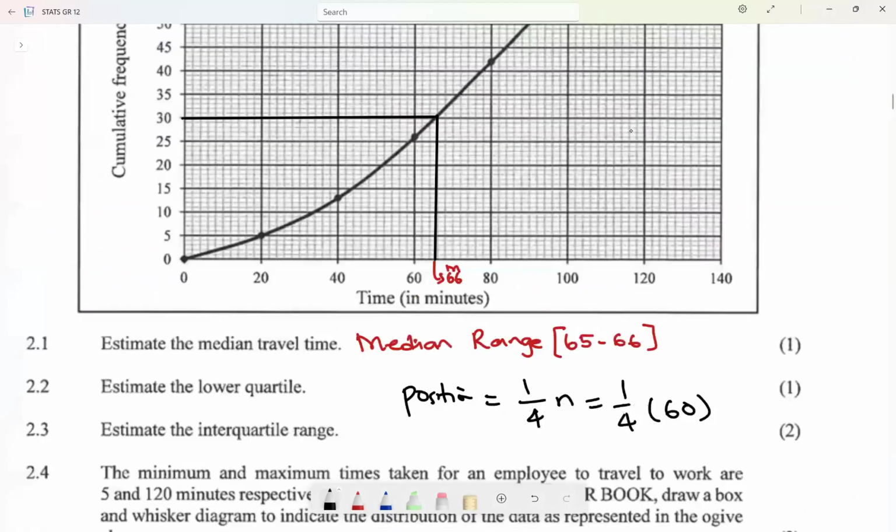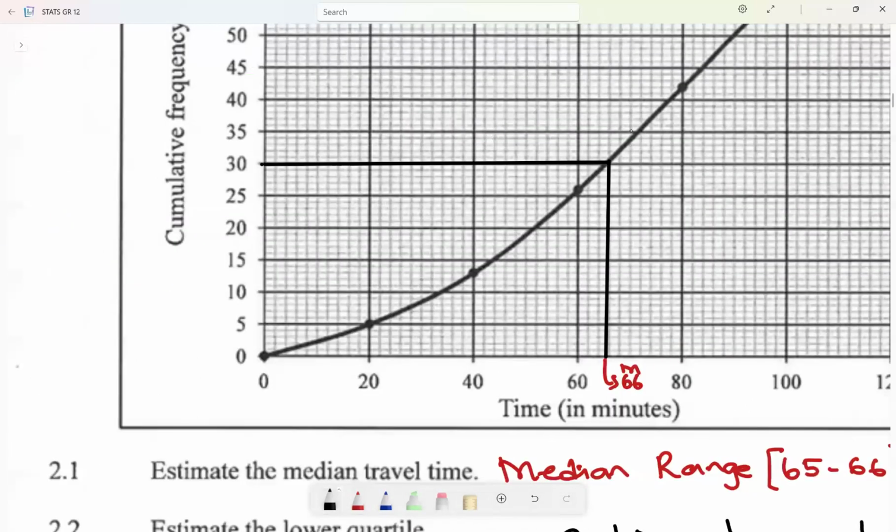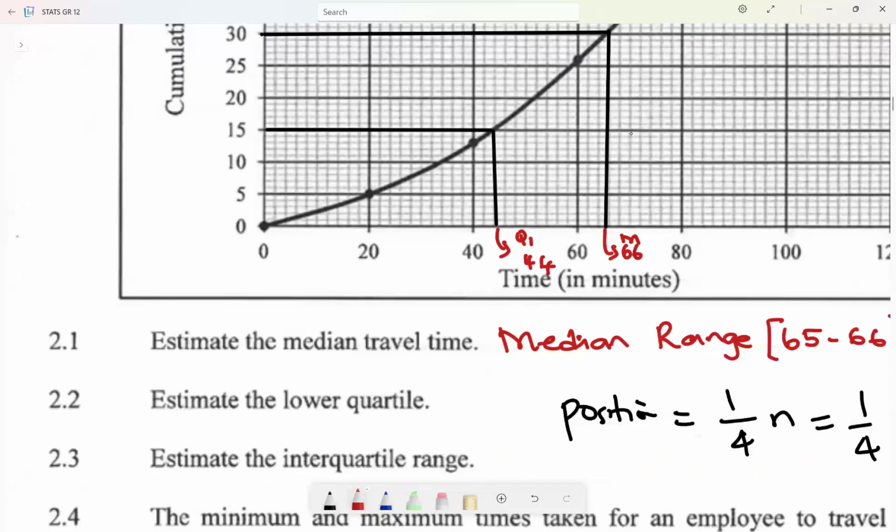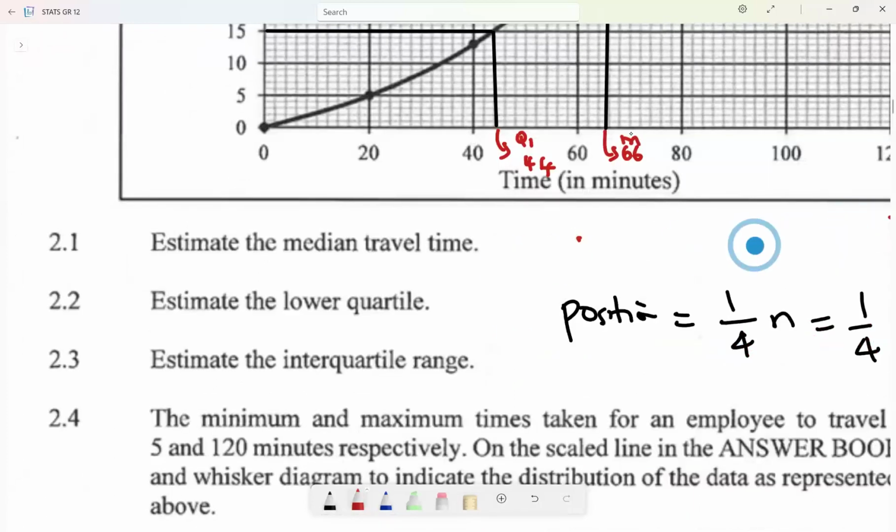We go to our graph. Let's zoom that out again. We go to 15, go along that line, reach this point, and go downwards like that. Can you see that my quartile one here is something like 44? Because the division is 2 again, so it is 42, 44. So I get 44. Here the median is 66, here quartile one is 44.